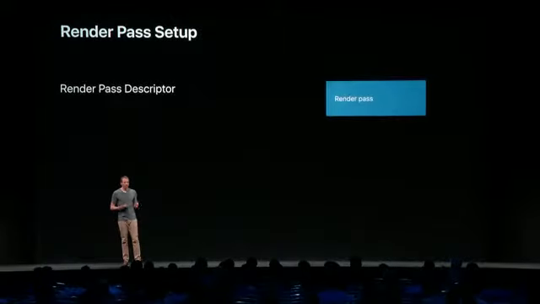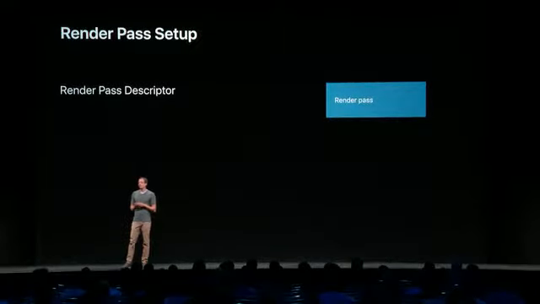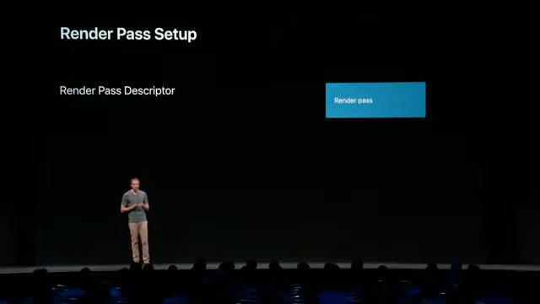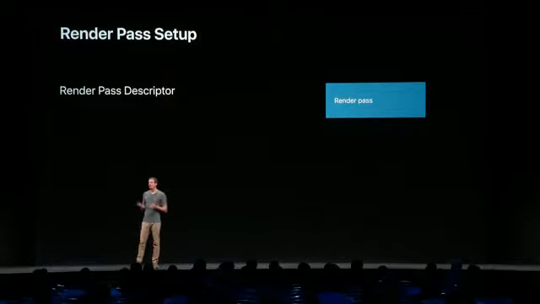To set up a render pass in Metal, you have to start with a render pass descriptor. The most important part of a render pass descriptor are its outputs. In Metal, these are defined with attachments. Every render pass can have a single depth attachment and multiple color attachments.